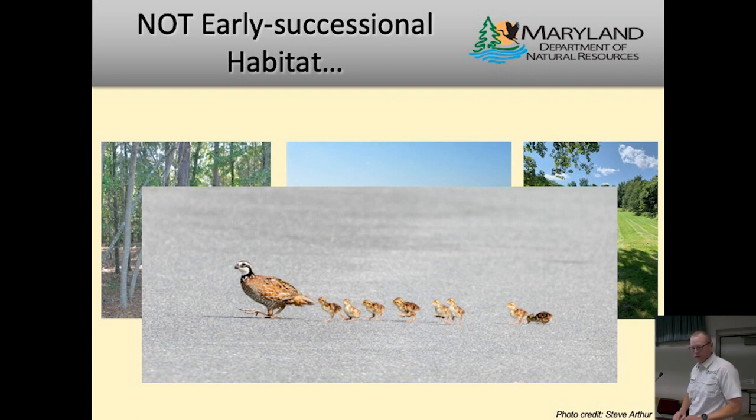I was just looking this up. A cool picture, I just kind of wanted to put it in there. This pavement is also not early successional habitat, even though these quail are crossing a road that on either side of this is some excellent habitat. This is down in Dorchester County. I think they're looking for the habitat as well. But I just looked into this as I was doing some research for this presentation.